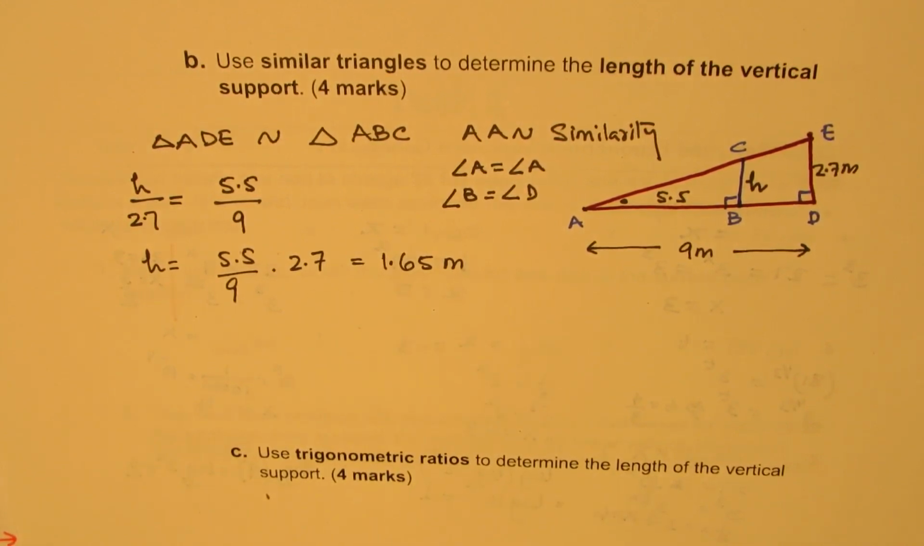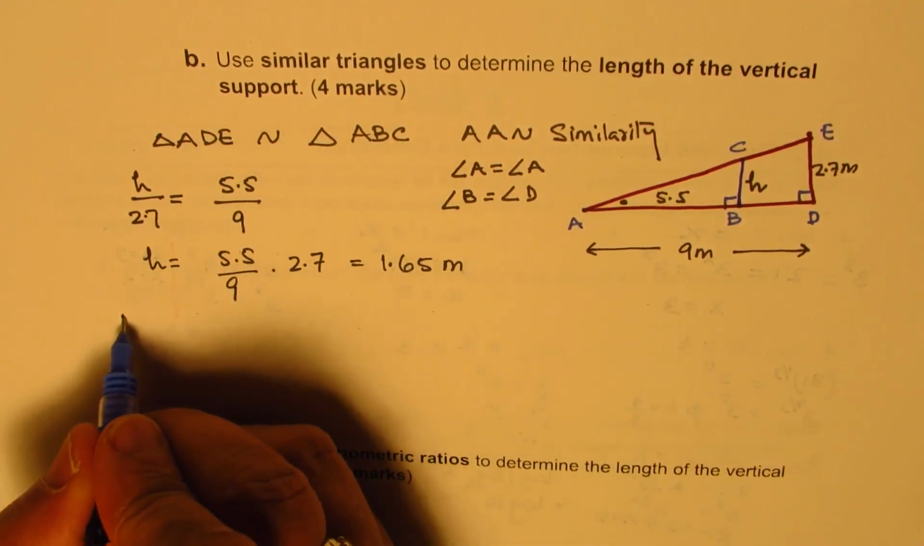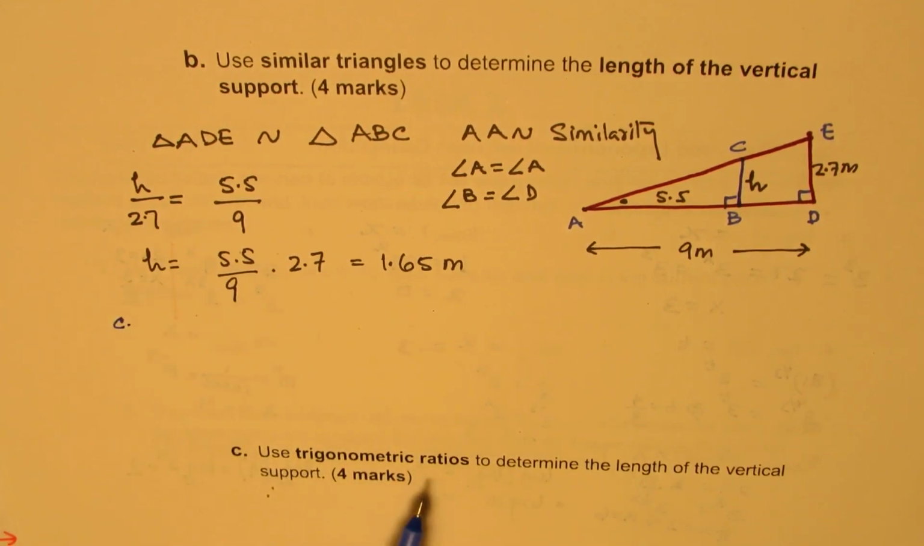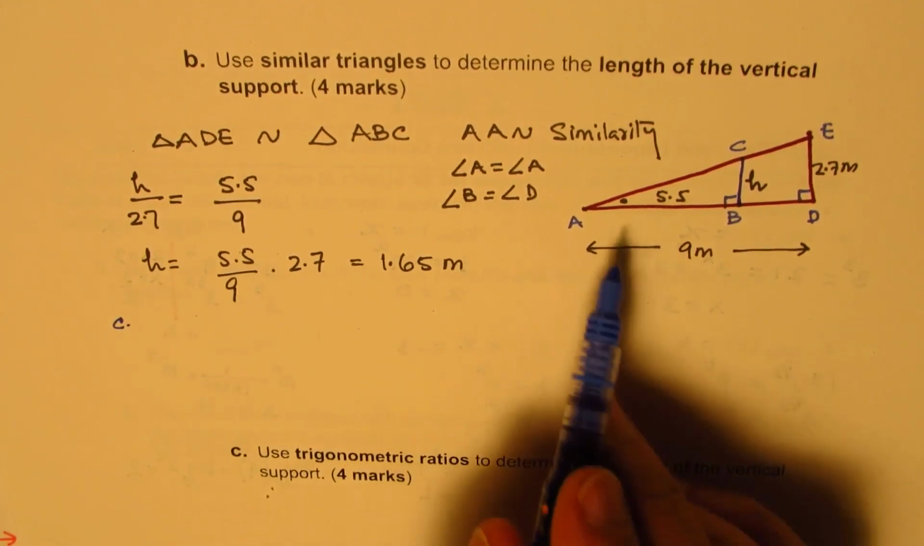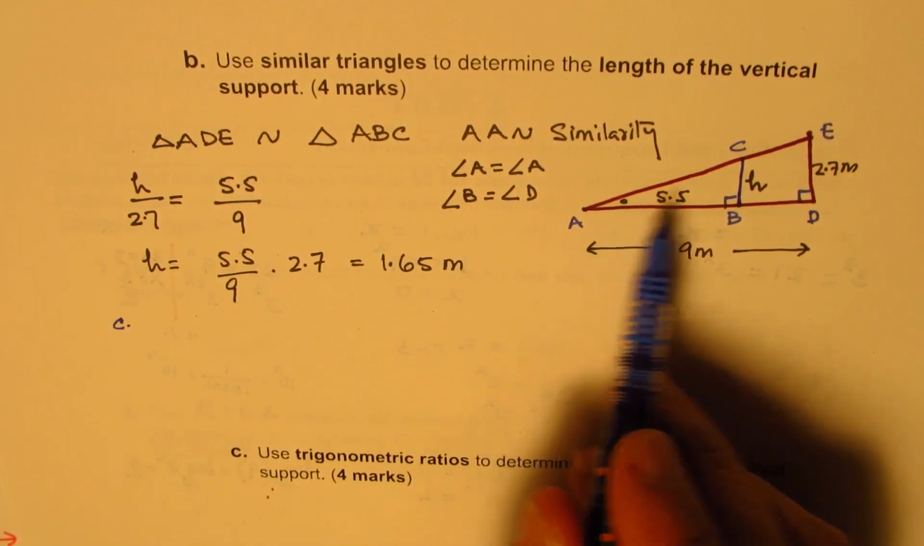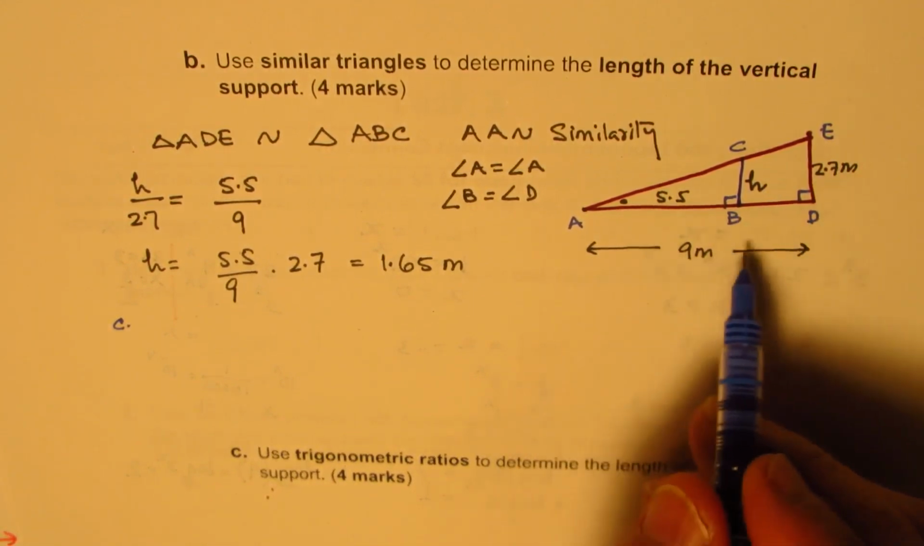Now let's look into part C, which is use trigonometric ratios to determine the length of the vertical height. So let me do it here itself. So this is part B. Let's do part C here also. Trigonometric ratios means, again, we need to find this angle. And as we did, we know opposite and adjacent.